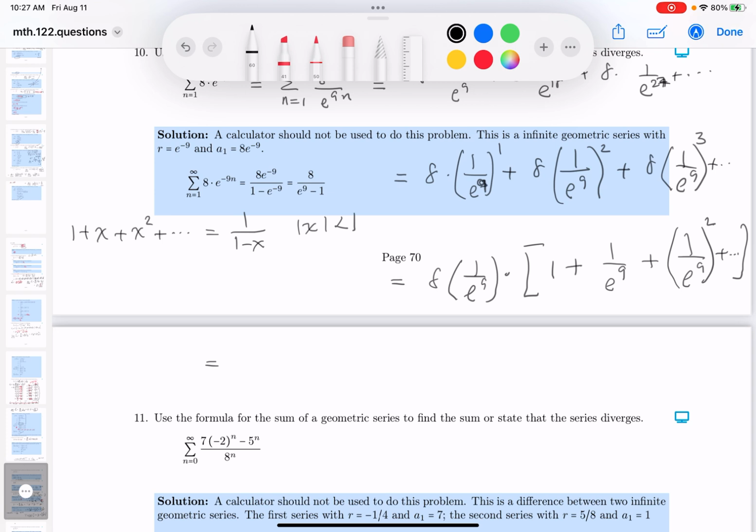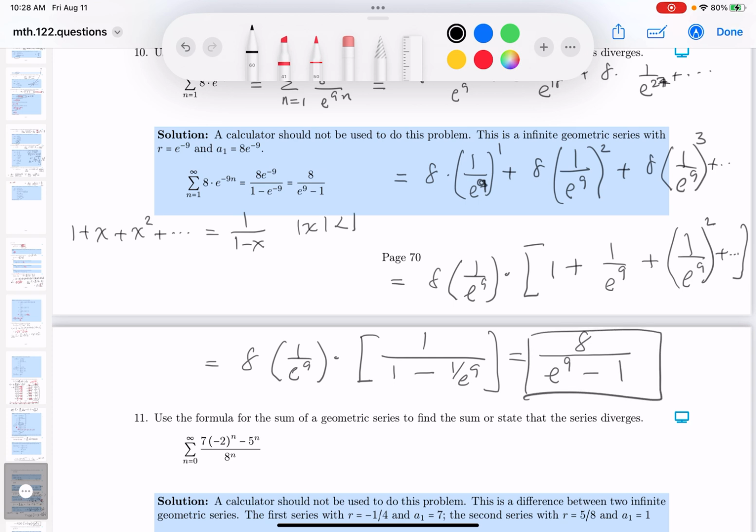Do the sum. 8, 1 over e to the 9 times 1 minus the x in the problem, and that's 1 over e to the 9th. I'm going to figure this out, and I see an 8 on top, by the way. Let's multiply this out, and we're left with e to the 9th minus 1. My recommendation: look at the key to make sure you're looking at that answer, 8 over e to the 9th minus 1. Thank you.